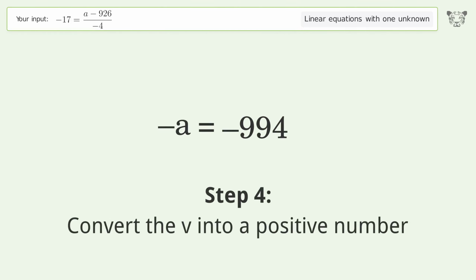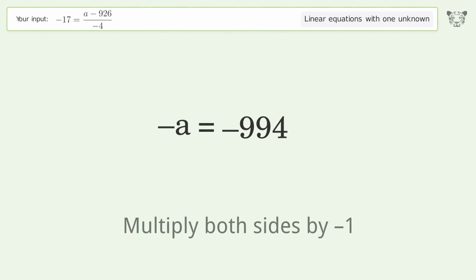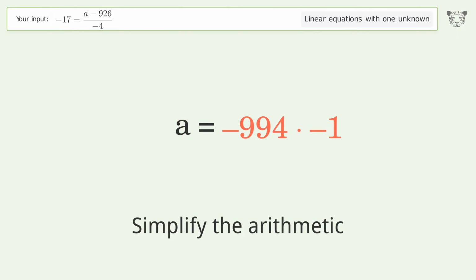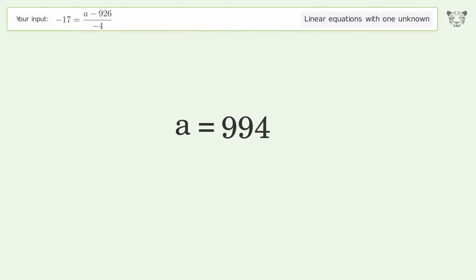Convert the v into a positive number. Multiply both sides by -1. Remove the ones. Simplify the arithmetic. And so the final result is a equals 994.